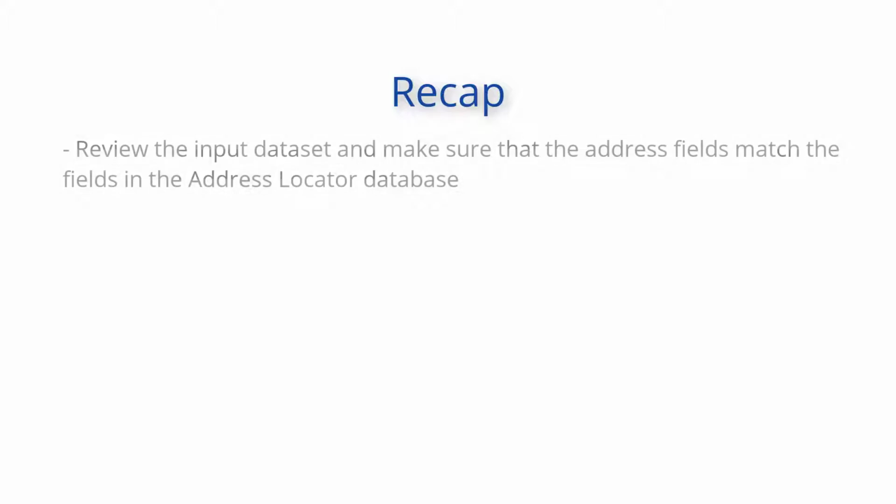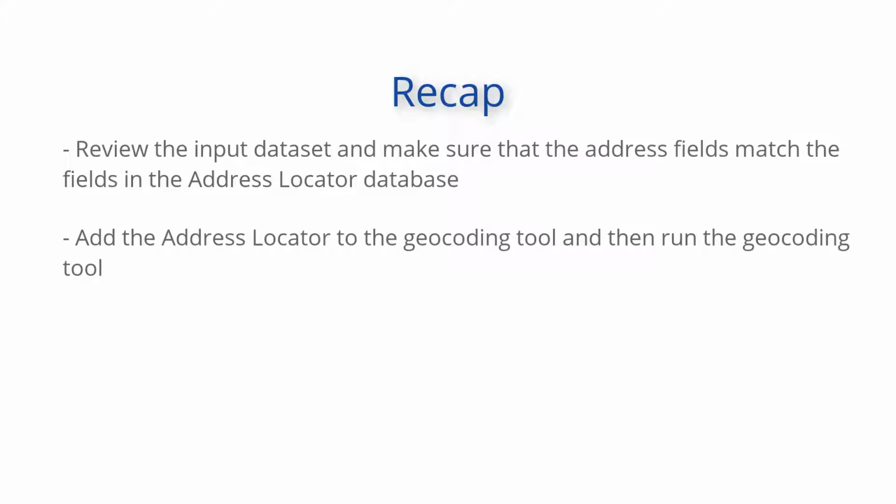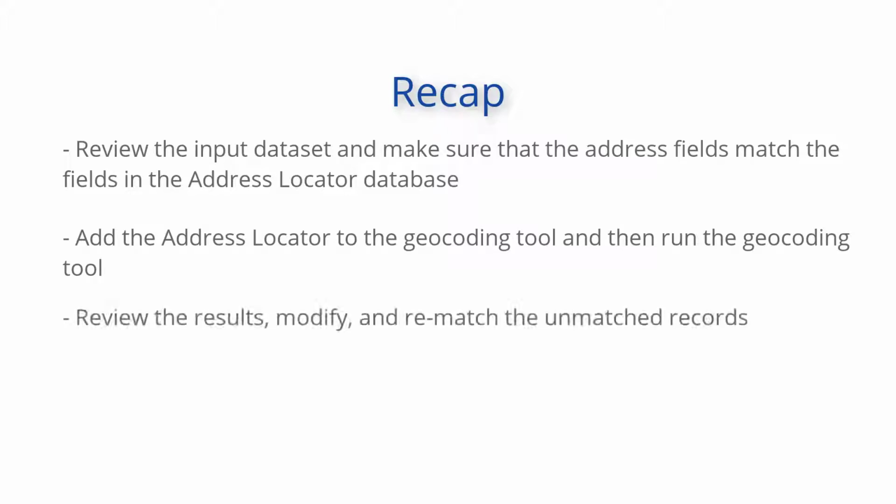Let's recap the geocoding steps to take in ArcGIS. First, we reviewed the input dataset and made sure that the address fields match the fields in the address locator database. Second, we added the address locator to the geocoding tool and then ran the geocoding tool. Third, we reviewed the results, modified, and rematched some of the unmatched records. And finally, we displayed the geocoding results on a map.